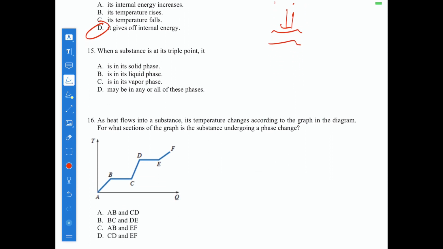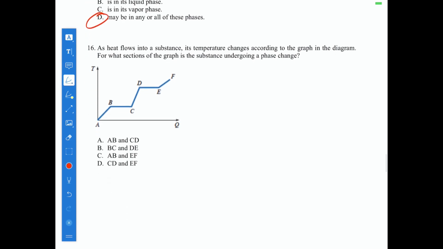Number 15. When a substance is at its triple point, it may be in any or all of these phases. So the answer is D. That's the definition of triple point.